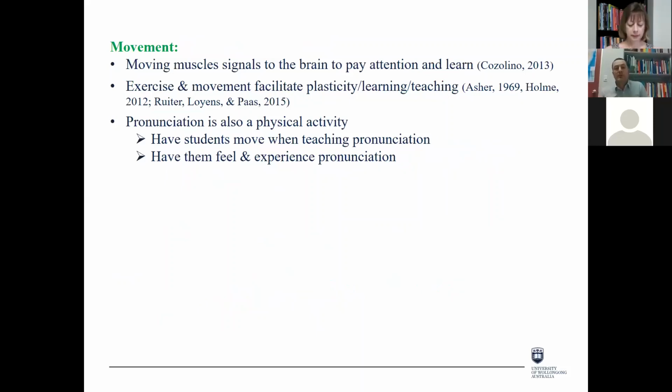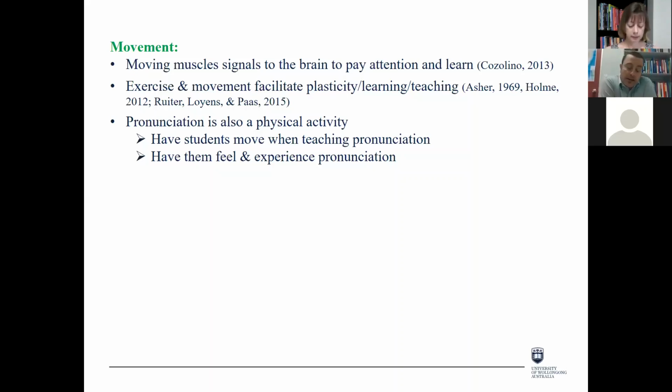Why is movement important? That's not just pronunciation instruction, but in general, again, that's a neuroscientific principle. When we move, our muscles signal to the brain to pay attention. So when you sit all day, much what I'm doing at the moment, at work marking essays, when I sit all day, my brain shuts down, right? When we move, the brain gets activated and the muscles tell us to pay attention. Exercise and movement in general facilitate, therefore, plasticity, brain growth, learning, teaching.